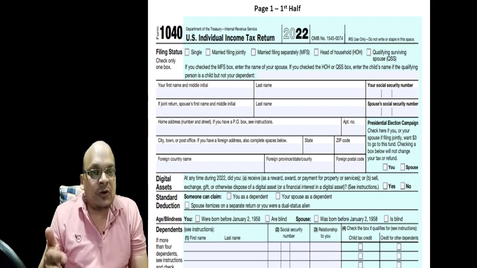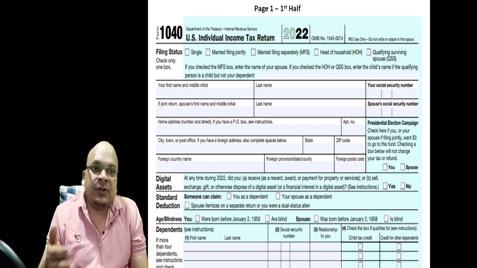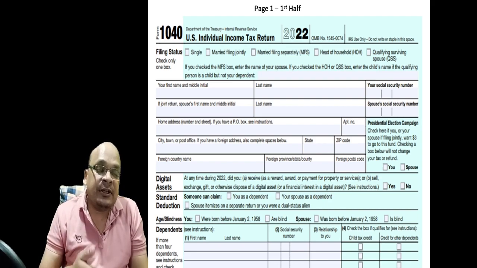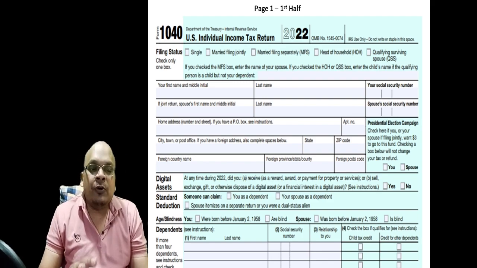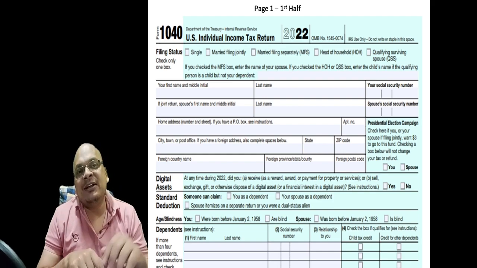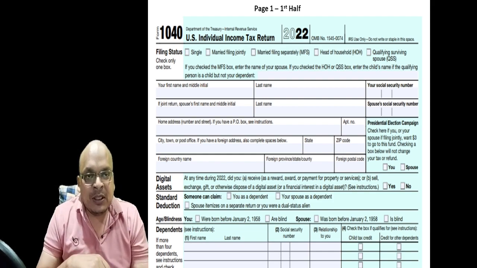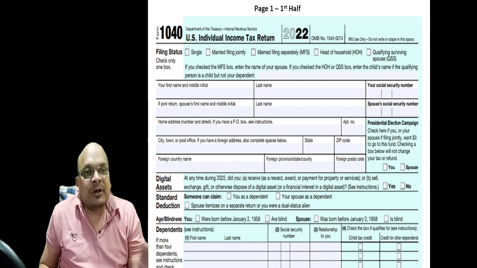Then you can see the details of the taxpayer and his or her spouse, right? You have digital assets like NFT and cryptocurrency, where you have to make a disclosure. Then you have standard deductions. There are certain requirements for dependents. You have the social security number here. So everything is new for you. But if you look, everything here talks about identification and certain declarations from the taxpayer, that's it. It's not talking about the final tax liability or the income or anything else.